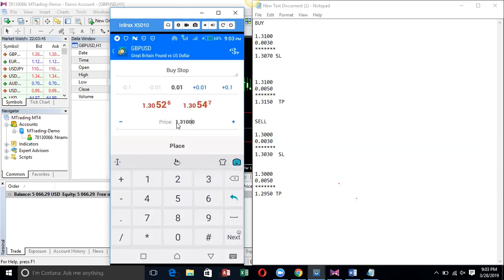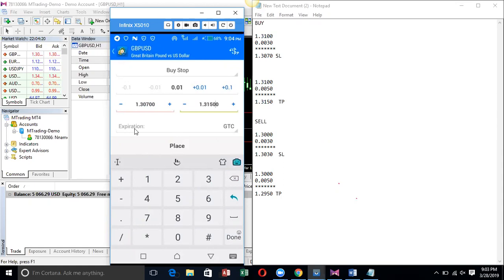Then we'll put our what? We scroll so we can put our stop loss. Stop loss is 1.3070. Our take profit is 1.3150. Can you see that? We will now click on place.